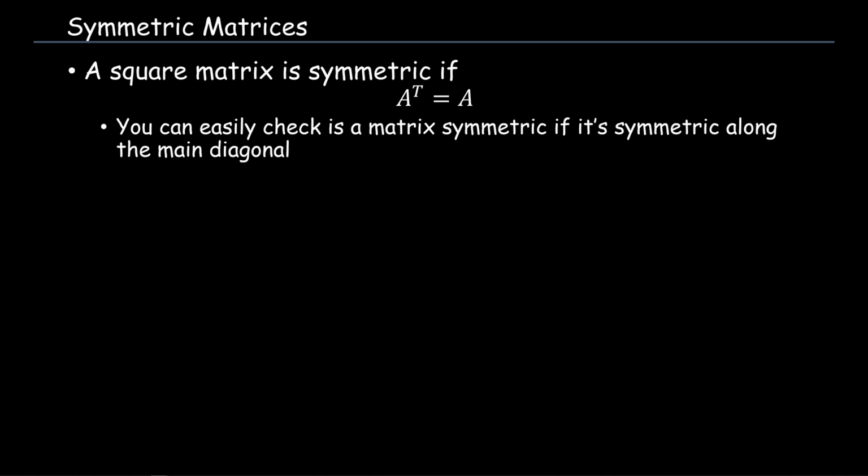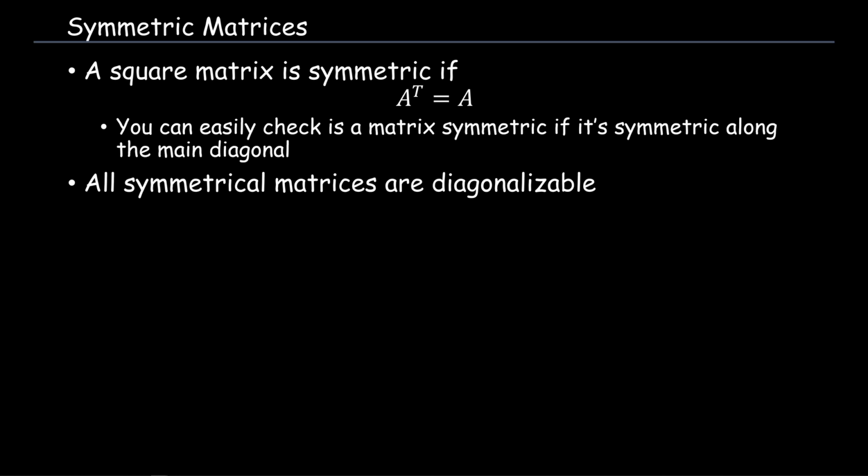Now, one way you can check if a matrix is symmetrical is if it is symmetric along the main diagonal of the matrix. And what's cool about these symmetric matrices is that all symmetrical matrices are diagonalizable. That is not necessarily the case for non-symmetrical matrices. If you remember, in the last lecture about diagonalization, we did a couple of examples, and I'm pretty sure most of them weren't symmetric, but we were able to diagonalize them. I picked those specific examples because they can be diagonalized. There are some cases where it is not possible.